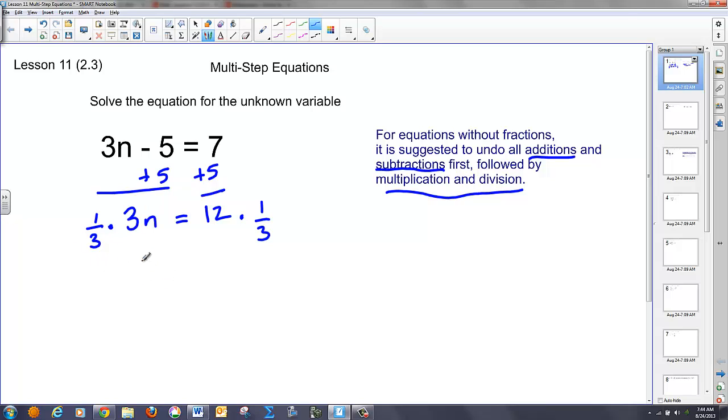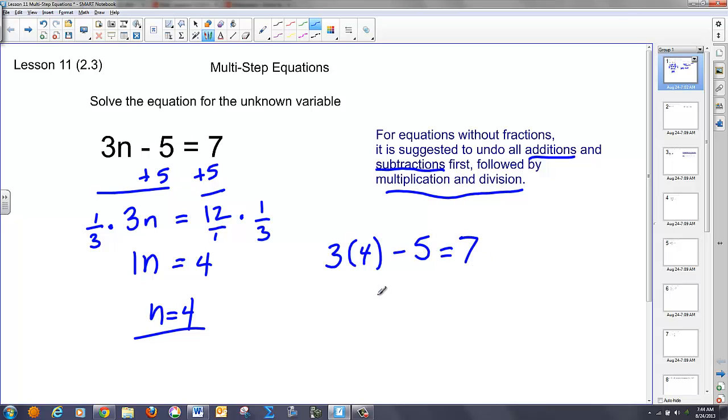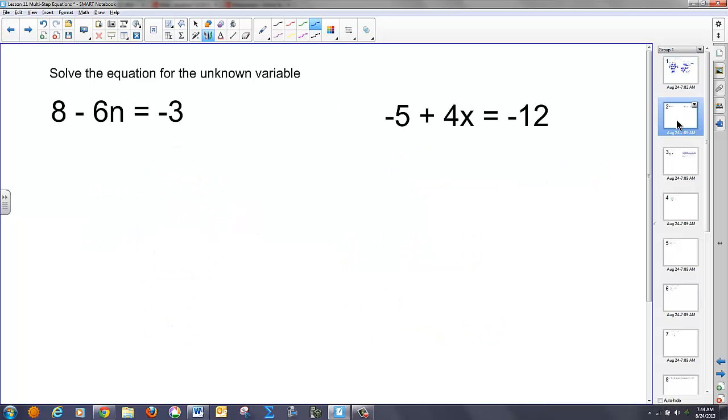Next, 3 times 1/3 is 1, so I have 1n is equal to 12 times 1/3, which is 4. So n is equal to 4. We're just going to go ahead and check this real quick to make sure we did it right. So if I have 3 times the quantity of n, and n is equal to 4, subtract that by 5, that should equal 7. I have 12 minus 5, which is 7, and 7 equals 7, so this problem checks out. And we'll do this from time to time, not every time. You should be able to check all your answers and get them correct.